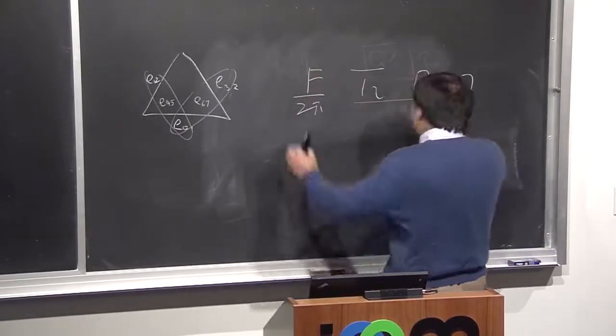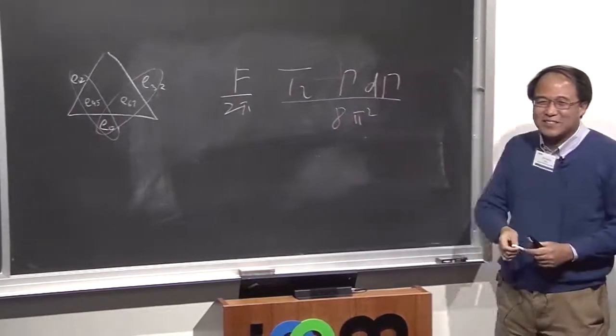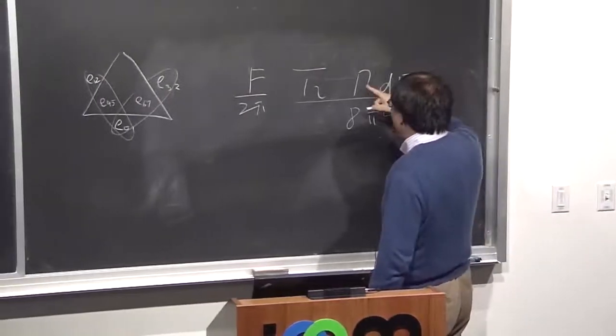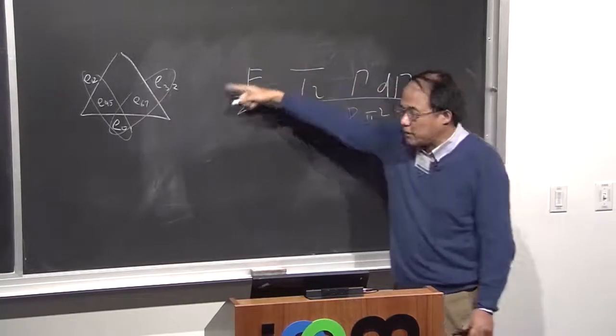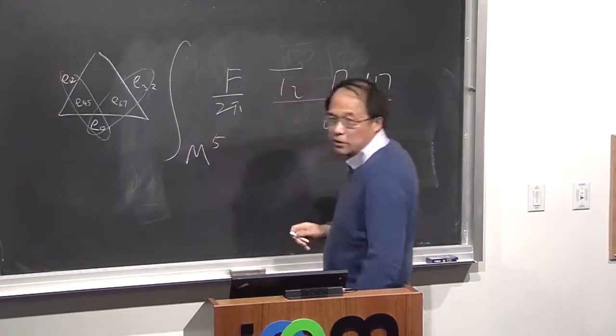And there's all kinds of coefficients. I forgot what the coefficient is. Okay, all these are 1-forms. This is a 2-form. So this is a 3-form. And the total is a 5-form. So the whole thing is a 5-dimensional theory defined on a 5-dimensional manifold.